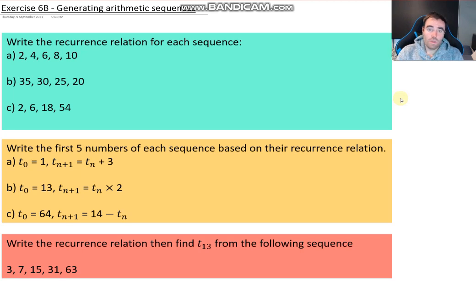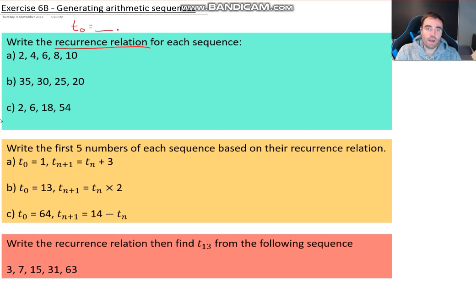Firstly, with recurrence relations, they all use a specific rule. If you ever see that word recurrence relation, which we see here in the green question, you must use this rule, and it must be formatted exactly like this. It starts with T0 equals. T0 means the first number in the sequence.